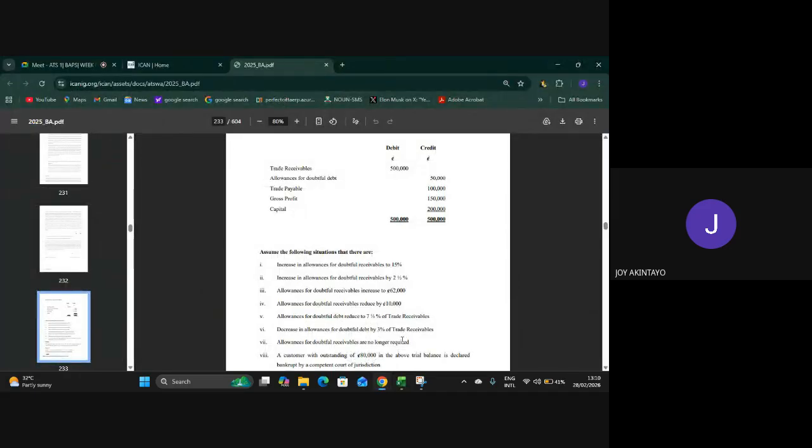Now they said we need to calculate an increase in allowance for doubtful receivables by 2.5%. The other one is from, we are moving from 50 to 75. Now, this one is by 2.5%. So what's 2.5% of 500,000?